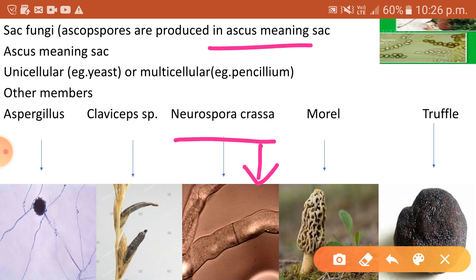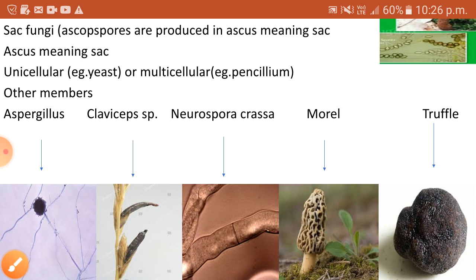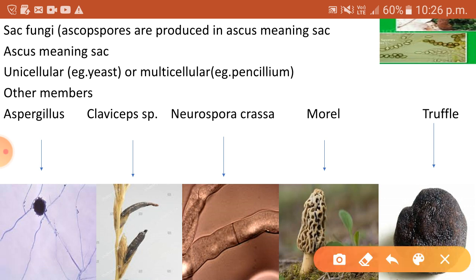Some other members are morels and truffles. They are considered to be very expensive food. They are expensive because they are found in the wild and it is not easy to cultivate them commercially. About truffles, these are fruiting bodies that grow underground, and trained dogs are used to find them using their characteristic smell. The truffles are then dug out of the soil. You can see it here. These are truffles.